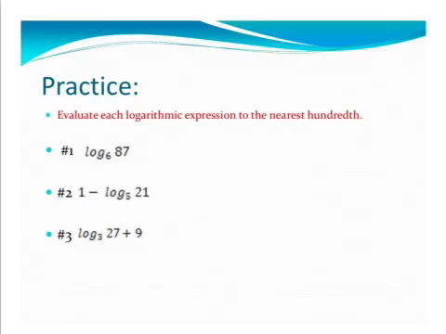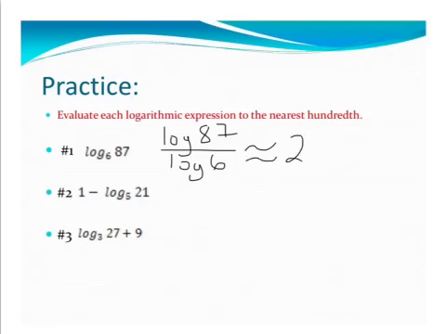So number 1 is pretty straightforward. I'm just going to have log of 87 divided by log of 6. We get 2.492, so it stays as 2.49. I don't have to round that 9 up.